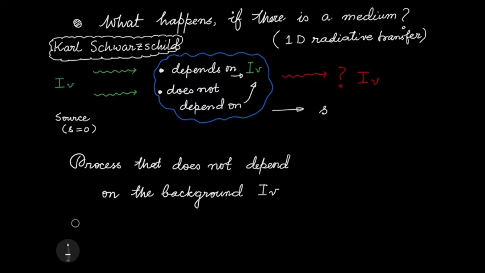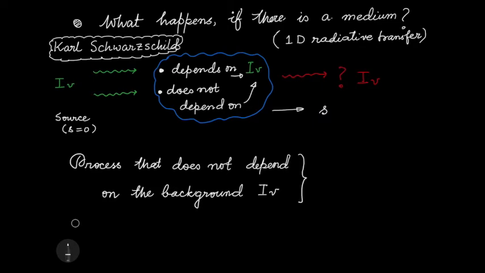Anyway, so what is an example of a process that does not depend on the background radiation? What is it that we are talking about? We are talking about some process that essentially either adds or subtracts things from the background radiation.